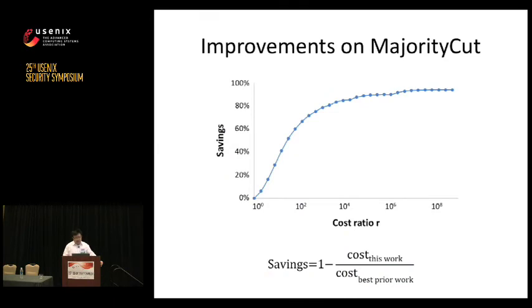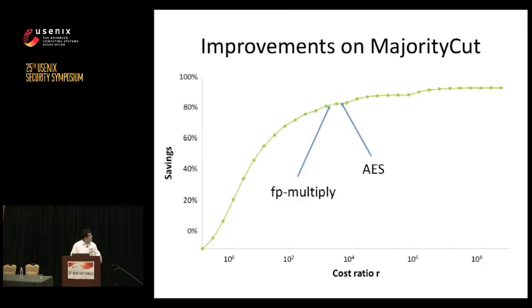For MajorityCut, this is the overall strategy figure. We can save about 1/4 to 90% of the cost for the cost ratio ranging from 10 to 1,000,000. We can also see where the floating point number multiplication and the AES are on this figure. With our technique, we can save about 80% of the bandwidth costs in MajorityCut protocols.